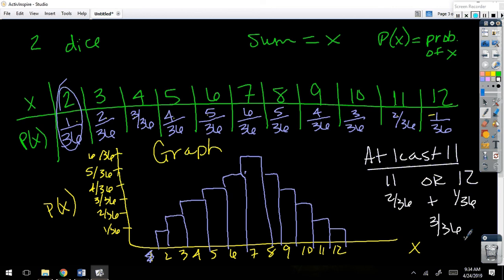What's the probability that you roll no more than 5? 10 out of 36. You see what we're doing? We're just adding them. Does that make sense to you?